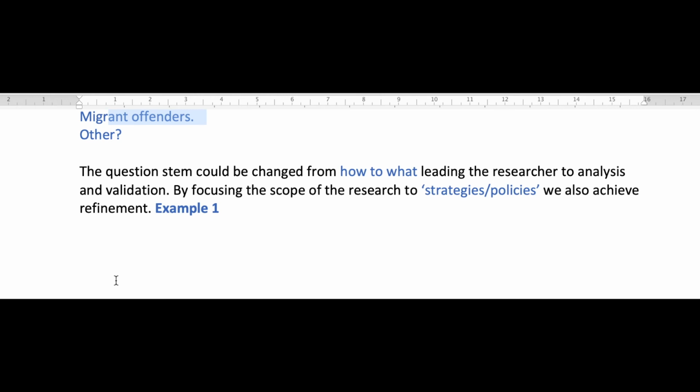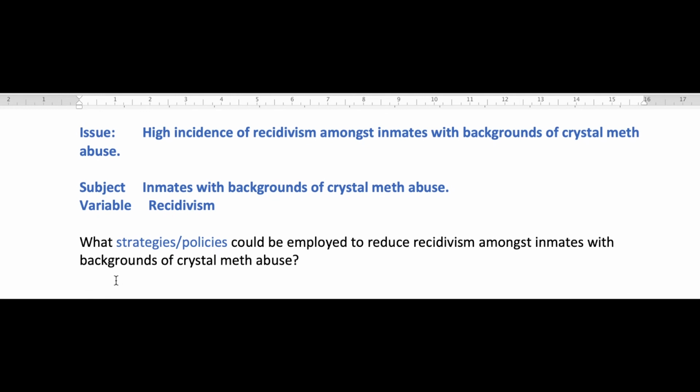So in this case, the issue, the high incidence of recidivism amongst inmates with backgrounds of, in this case, specifically crystal meth abuse. The subject, inmates with backgrounds of crystal meth abuse. The variable, recidivism. The question could become, what strategies or policies could be employed to reduce recidivism amongst inmates with backgrounds of crystal meth abuse? Hopefully you can see how the question has been reined in, and at least now I can start to do a much more considered investigation than I had previously.